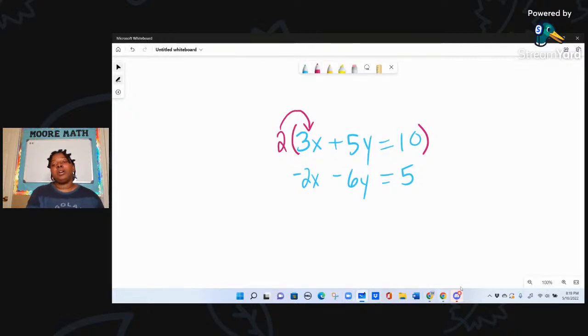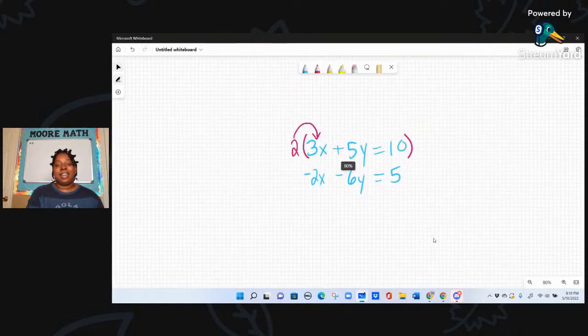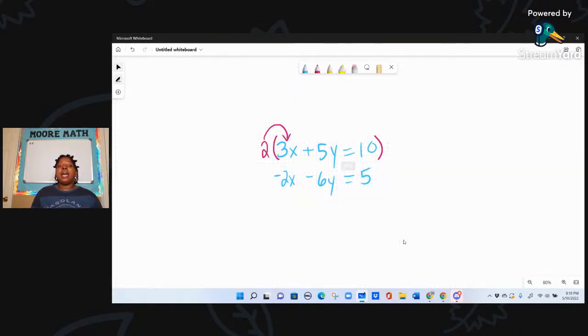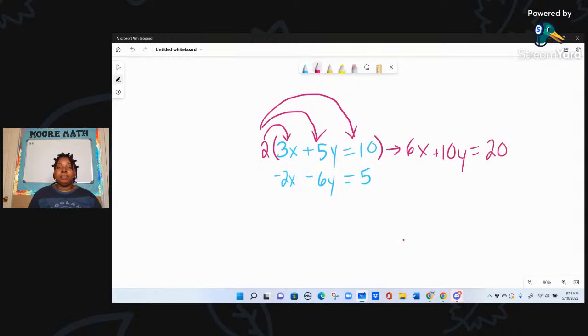Let me know if I lose you offline. Okay. So I just want to make sure you're staying with me. So 2 times 3x is 6x. 2 times, so we're just multiplying everything in the parentheses by 2. We get 10y, and 2 times 10 is 20. Okay. Now, I probably should have started with the easier one, but hopefully you can follow me.